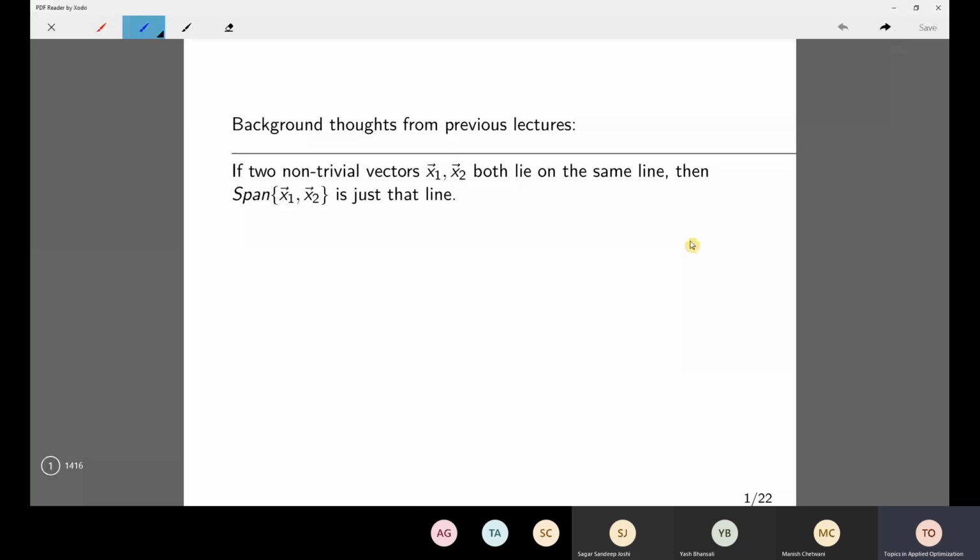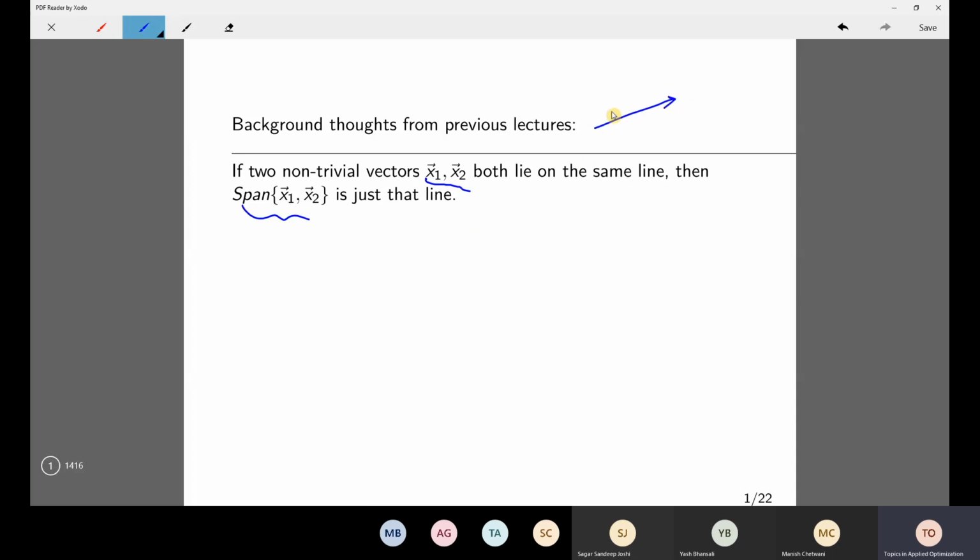Okay, so let us continue from where we left last time. We were discussing linear dependence and independence. If two non-trivial vectors x1 and x2 both lie on the same line, then the span will be the same line. This is something we have seen also in the last class.